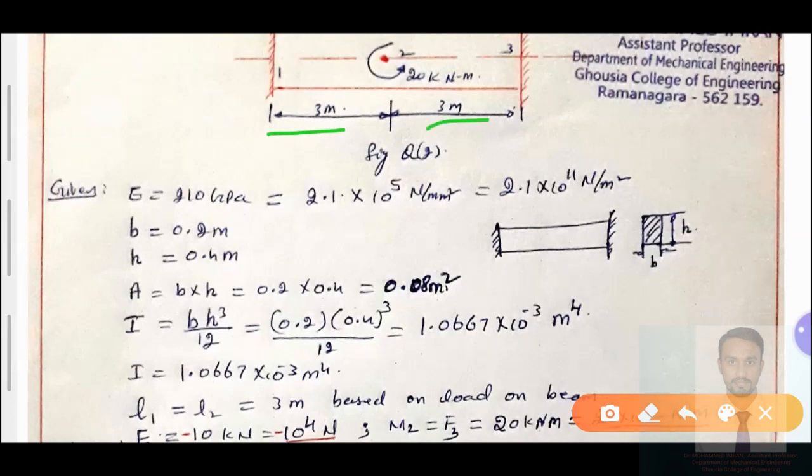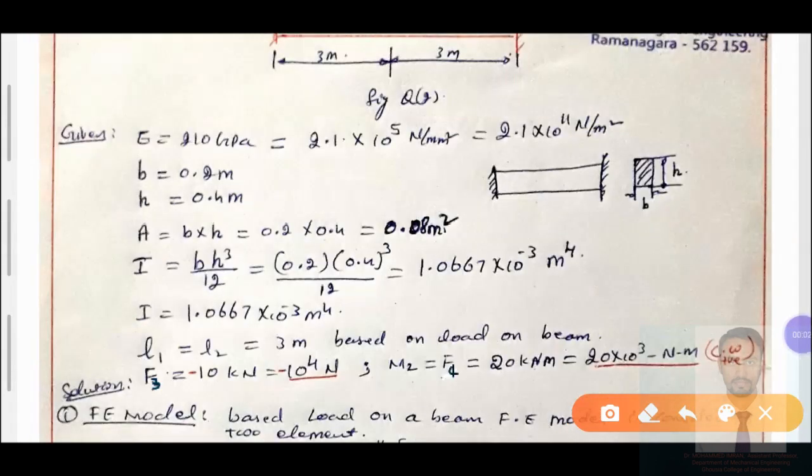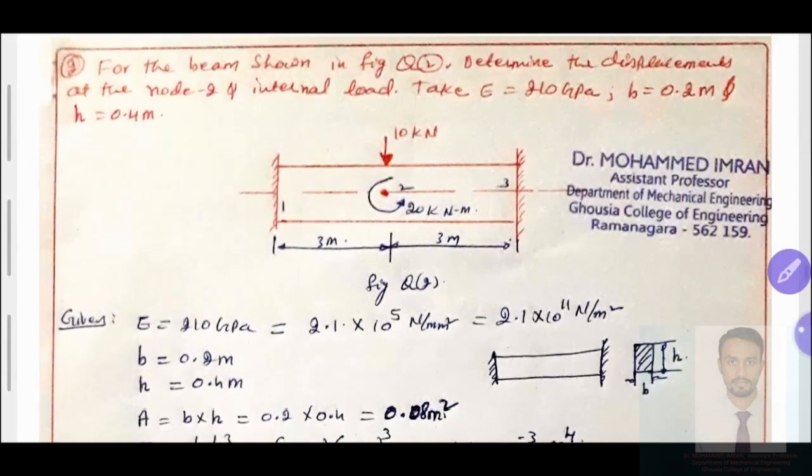From the given figure, L1 is equal to L2. Why? The two elements are considered with node number 1, node number 2 and node number 3. From node 1 to 2 we call it element number 1, and 2 to 3 element number 2. The element 1 length is L1, element 2 length is L2. Both lengths are the same, 3 meters.